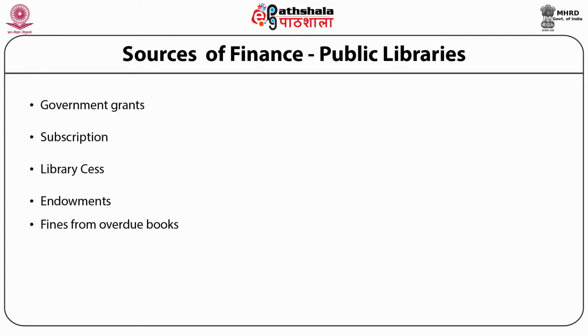Fines from overdue books. In some of the large libraries, like large academic libraries or large public libraries, money can come from fines charged from overdue books from users. Sale of wastages. Lot of material which is not of use for a long period can be disposed of. So sale of waste is another source of income for libraries. And lastly, receiving free publications. Free publications are made available for a large number of libraries, and besides this, many publications can be acquired on exchange basis as well.